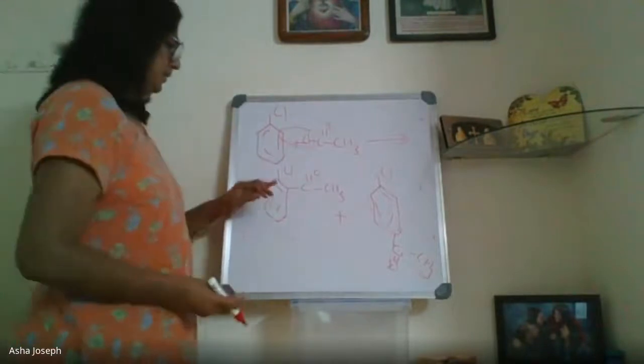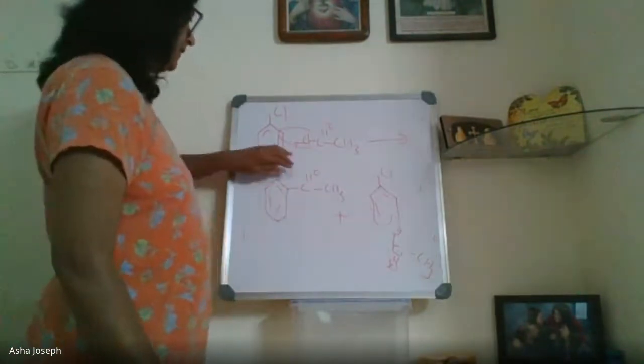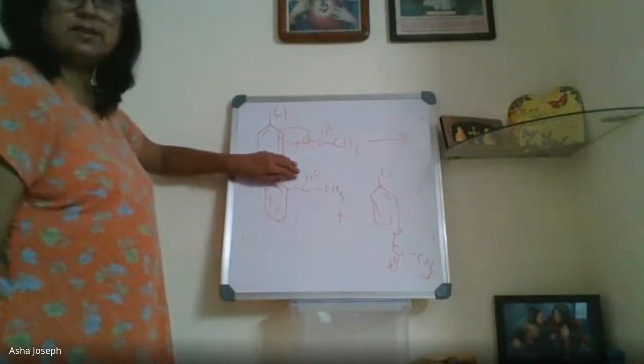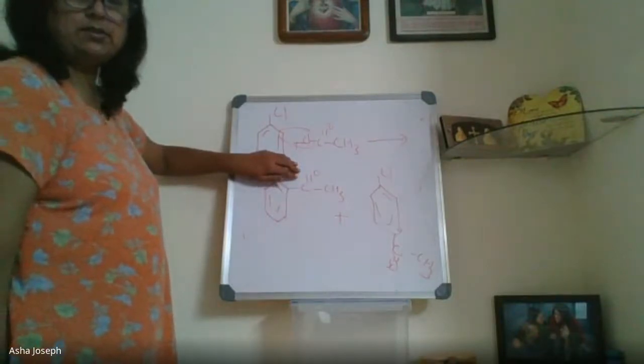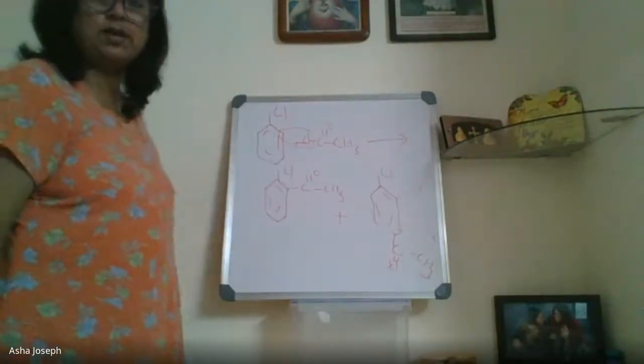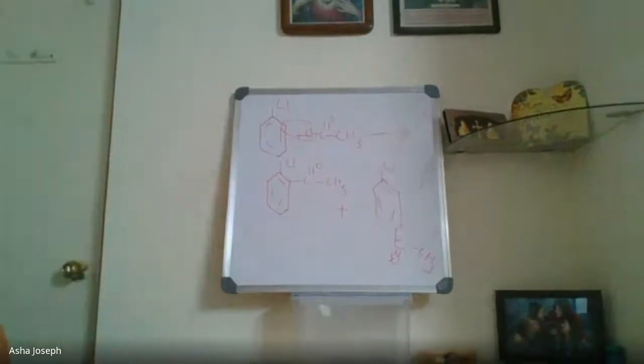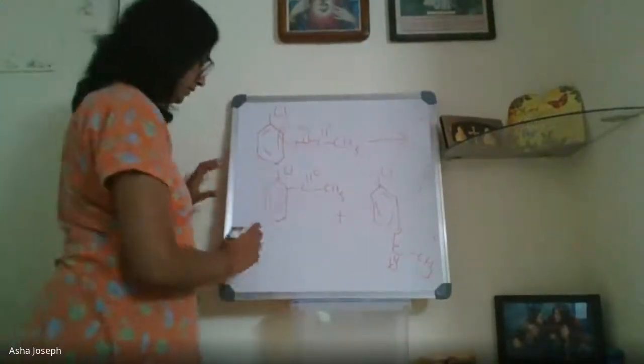Isn't it? So you can name in different way. See, if Cl is not there, this is an aromatic ketone called acetophenone. So in the book they have given like that only name. It is 2-chloroacetophenone.